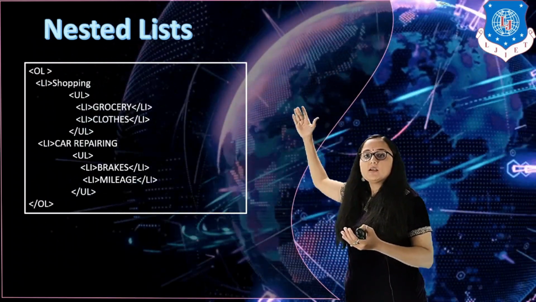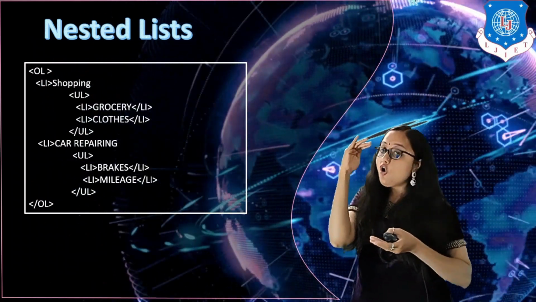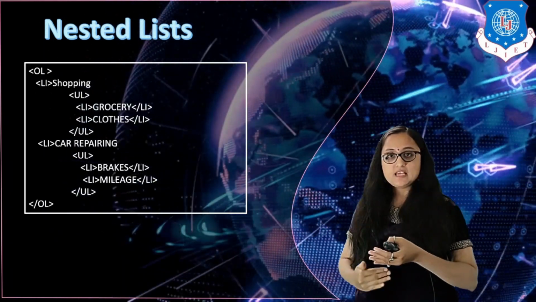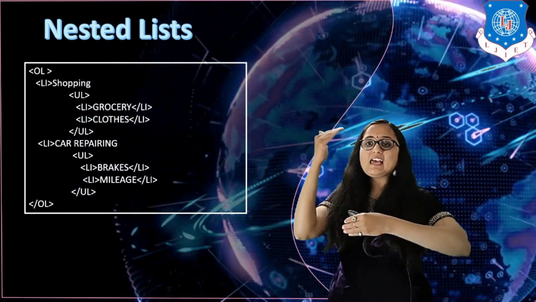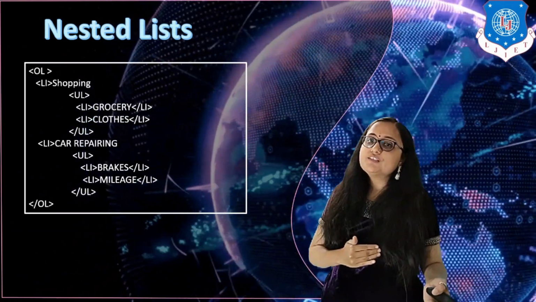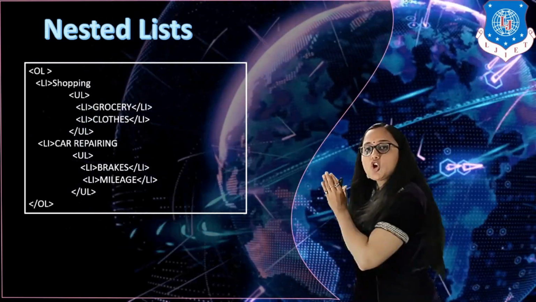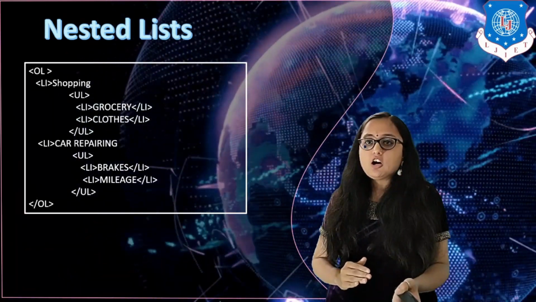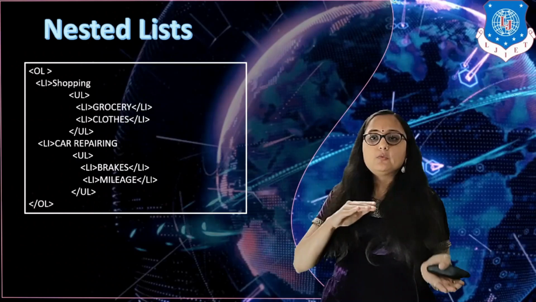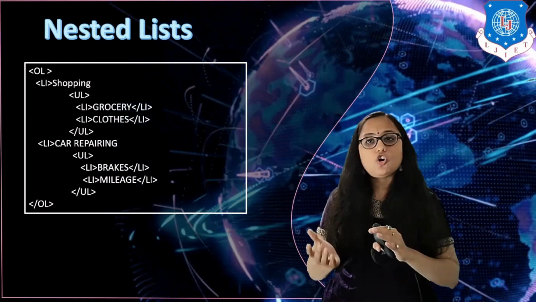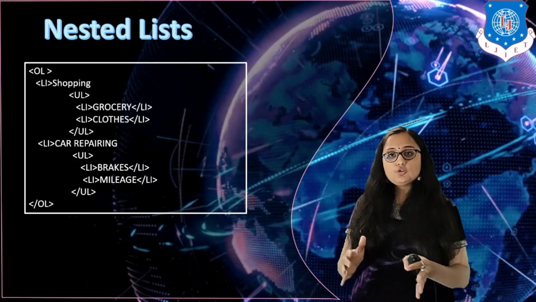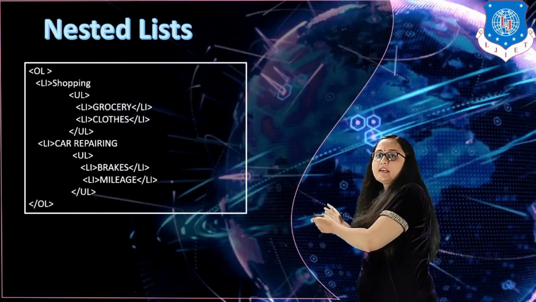So this means that I have an ordered list, and inside the ordered list I have some list items, and inside those list items I have another type of list, that is an unordered list. Now this is not a mandatory nesting. You can take an ordered list inside an unordered list, or the other way, that is, you can take an unordered list inside an ordered list, or any combination is okay. It is up to you how you want to nest your list.